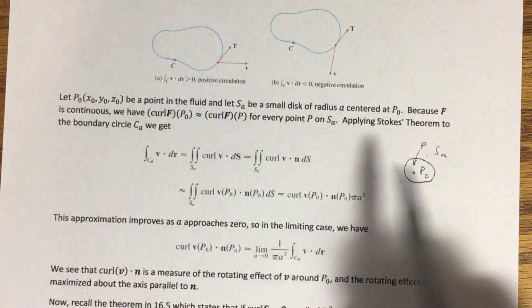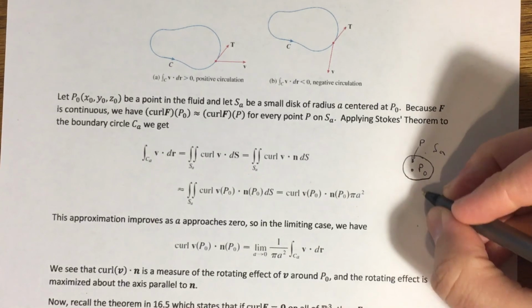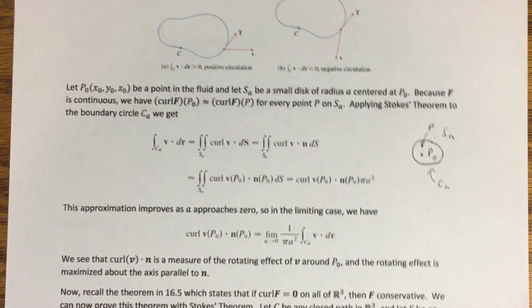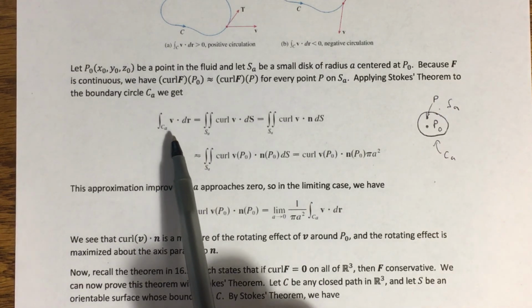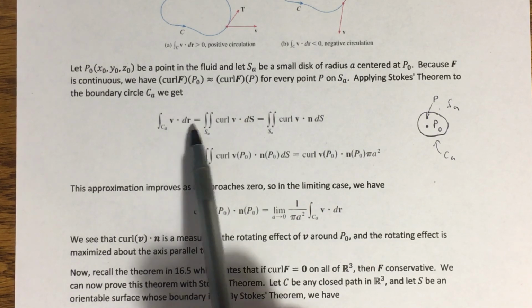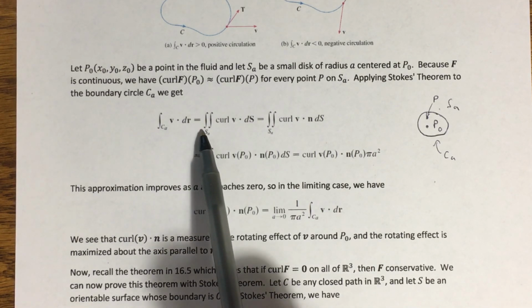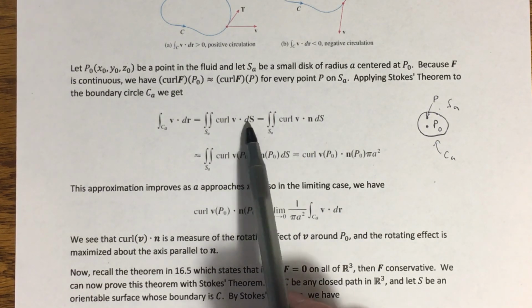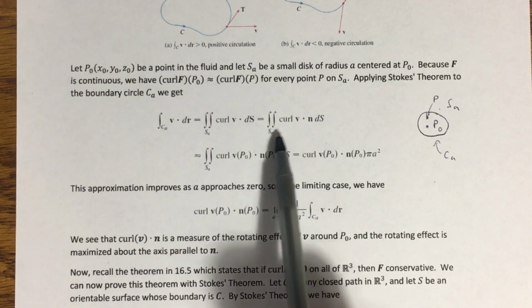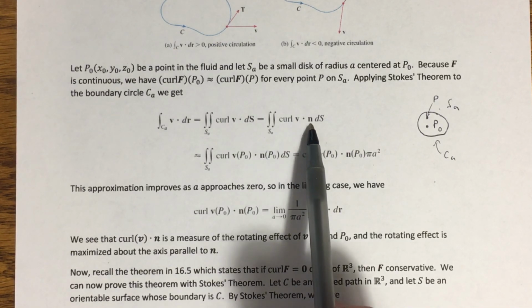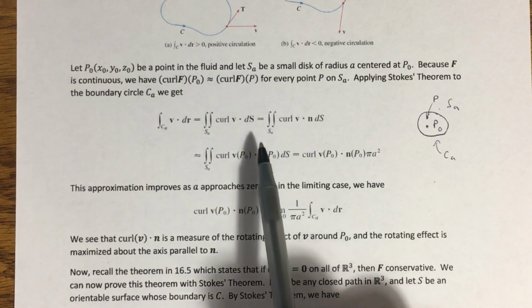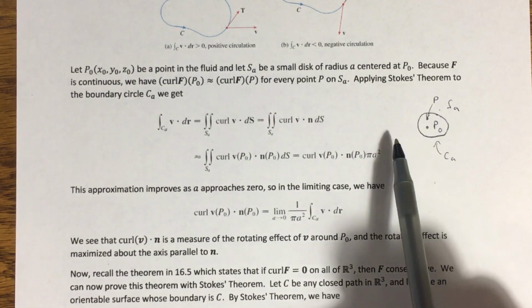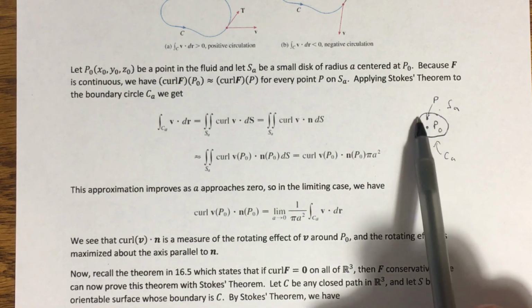So if we apply Stokes' theorem to this boundary curve, which we're going to call C sub A, the boundary of that disk S sub A, then what that says is that the line integral along that boundary curve C sub A of F dot dr, using Stokes' theorem, is equal to the surface integral over the disk S sub A of the curl of V dot dS. Now, this is the same thing, remember when we evaluate these surface integrals, as the surface integral of curl of V dot n dS.